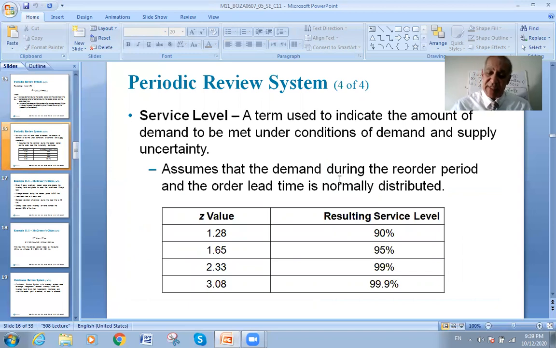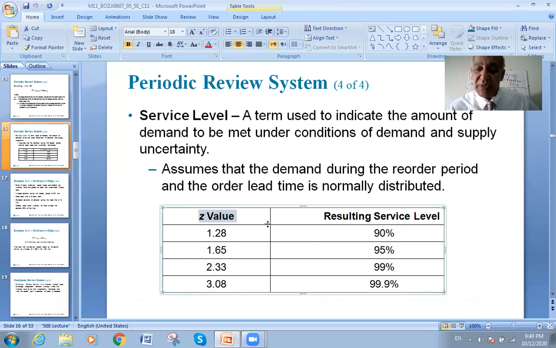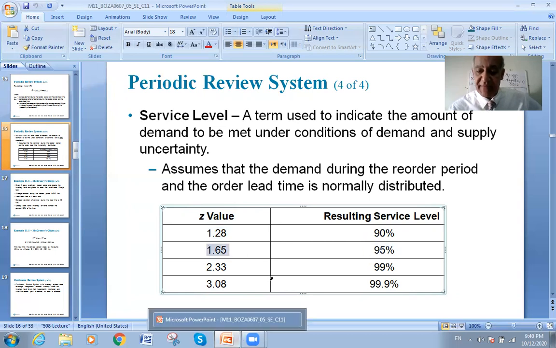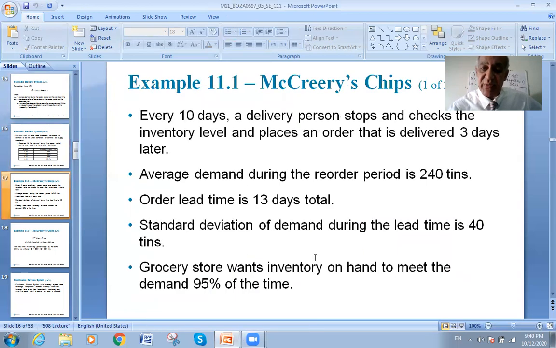But when you see 90%, 95%, 99% in the example which we will give you, you don't multiply by this percentage. No, no, no. You will multiply by the Z value itself, the corresponding value. If I tell you a degree of confidence of 90%, then you will multiply by 1.28. 95%, you will multiply by 1.65, etc. So this is the way it works.